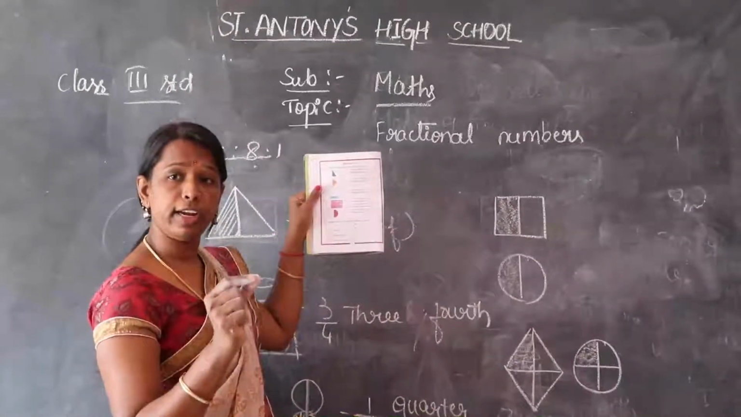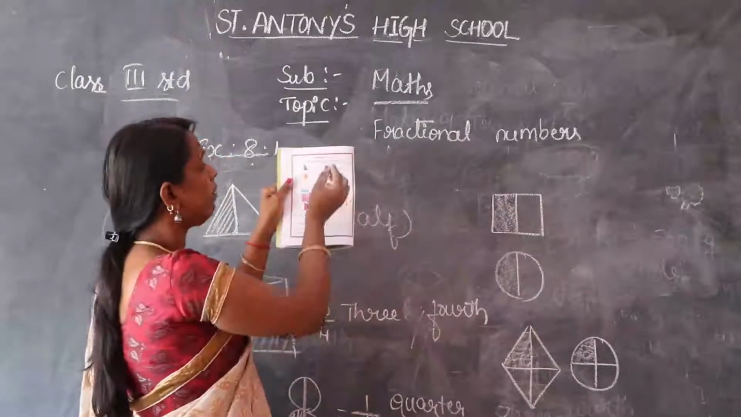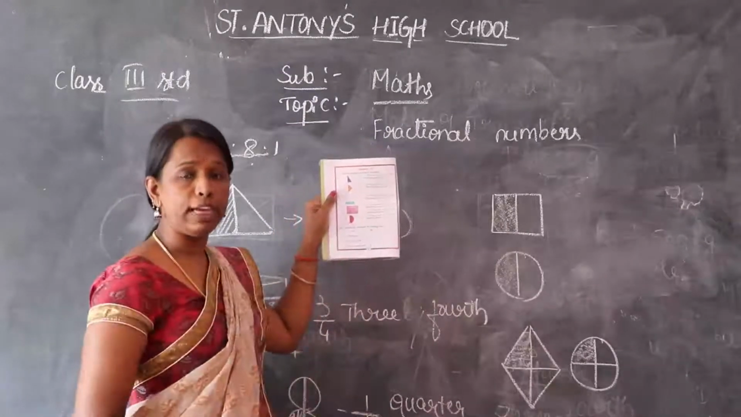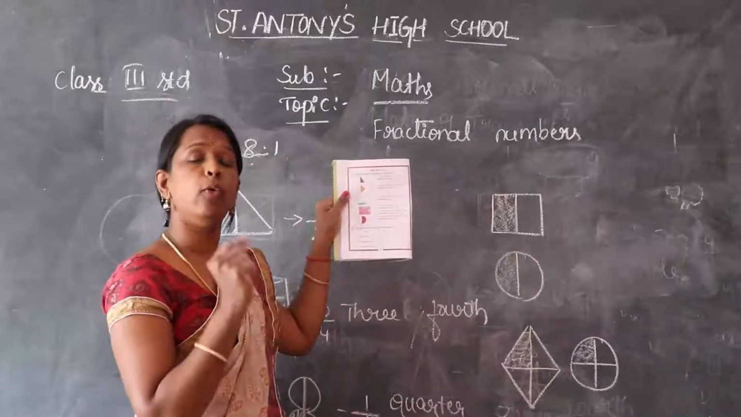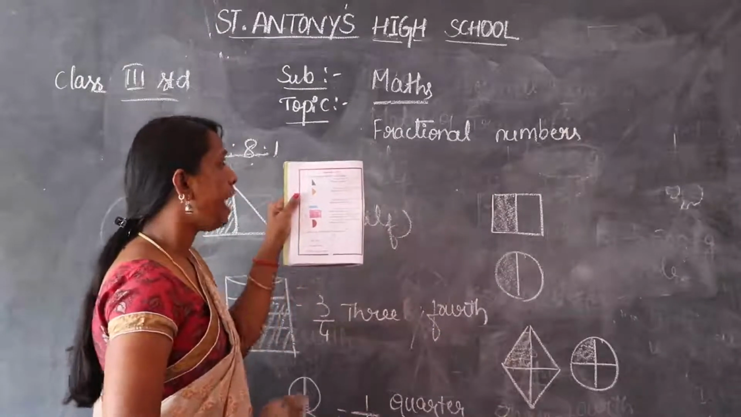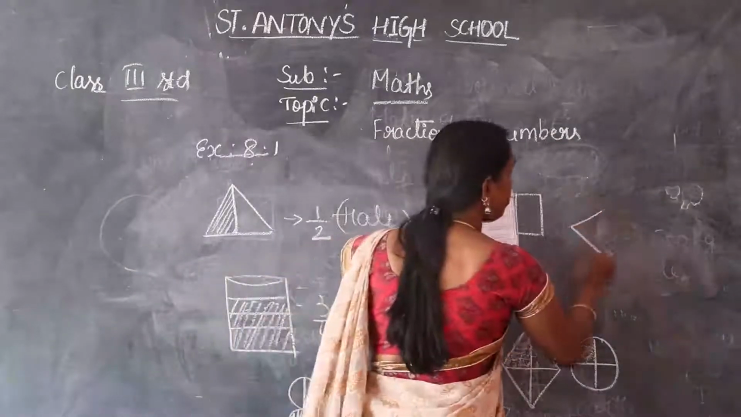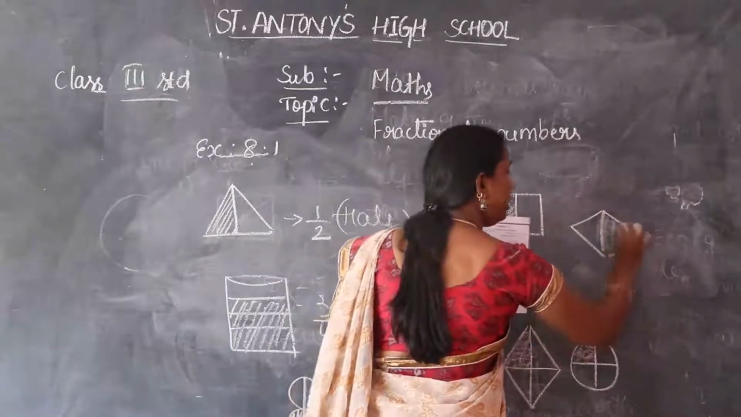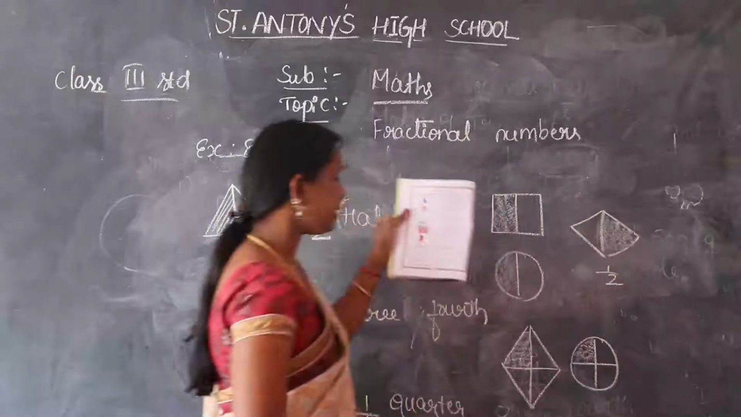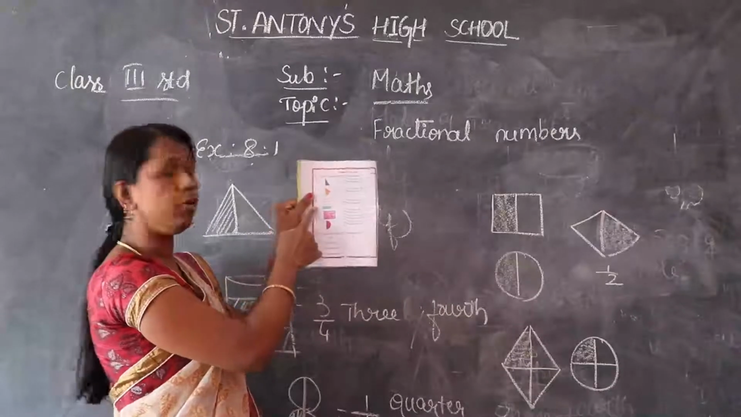They are already shaded using colors. Like that you have to shade in your classworks. Okay. First one, fractional form of the shaded portion. Here they are divided into two equal parts in the triangle and shaded only one part, that is called as 1 by 2. Okay. Second one, fractional form of shaded part is how much children? So this figure is divided into two equal parts and only one part is shaded, that is half, 1 by 2.